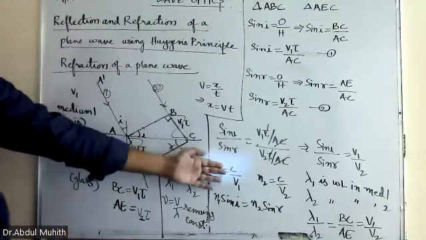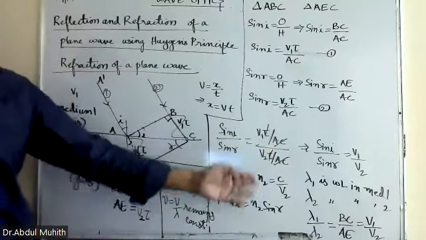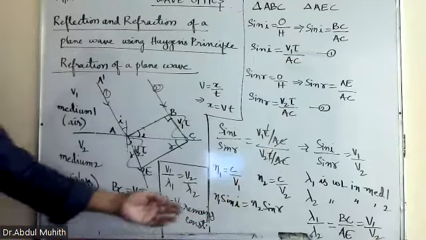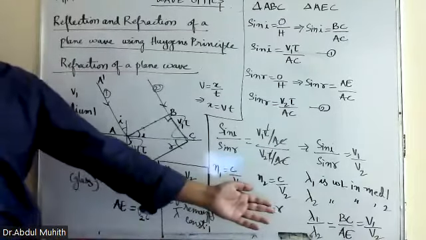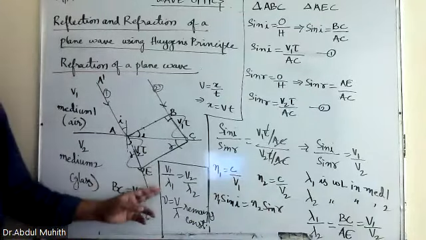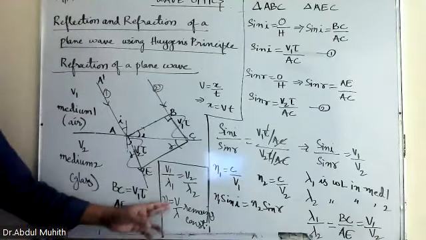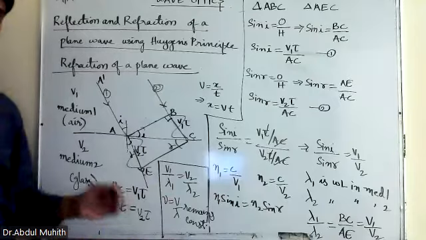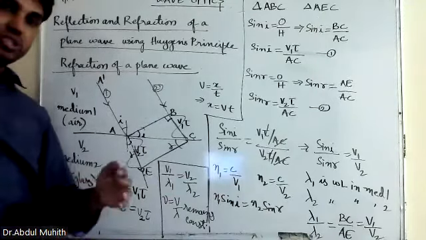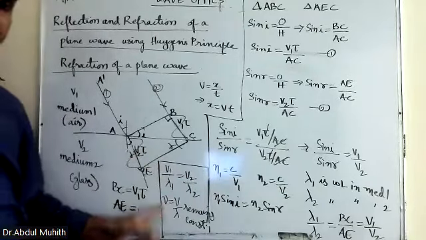Then divide one over the other, cross multiply, then we get that. N1 is equal to C by V1, N2 is equal to C by V2. N1 sin I is equal to N2 sin R. Then lambda 1 by lambda 2 is equal to BC by AE, which is equal to V1 by V2. Or we can also write V1 by lambda 1 is equal to V2 by lambda 2, where nu equal to V by lambda remains constant. The meaning is, when the light is traveling from one medium to another medium, the ratio of velocity to wavelength remains constant, so the color of the light or the frequency will never change.